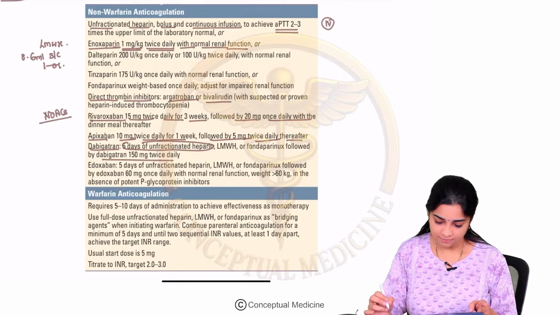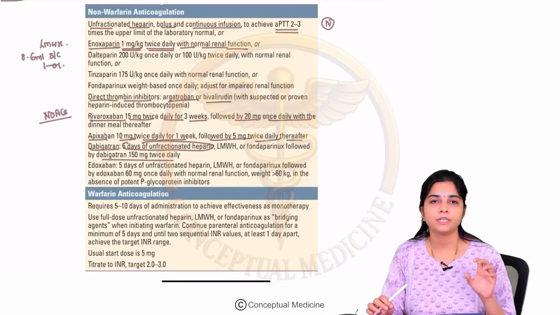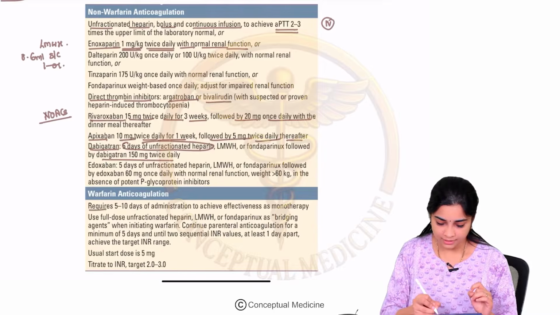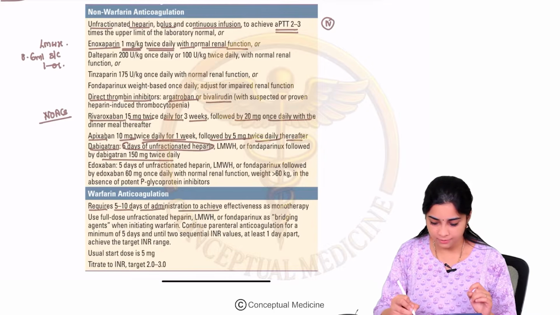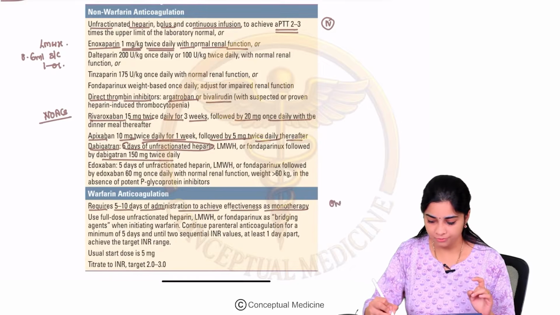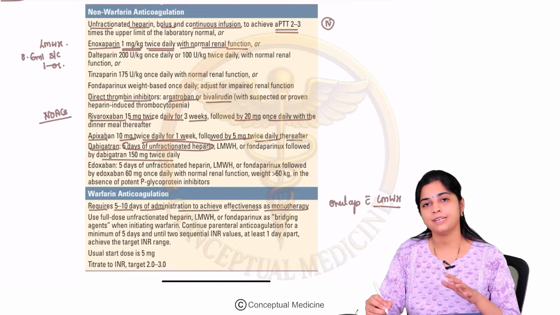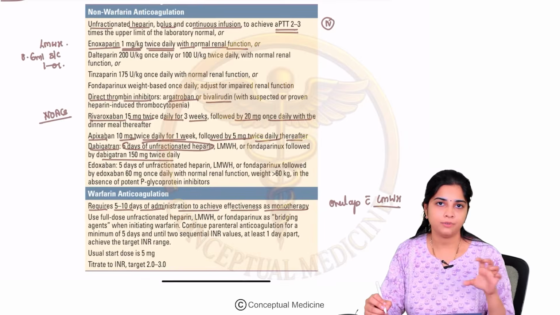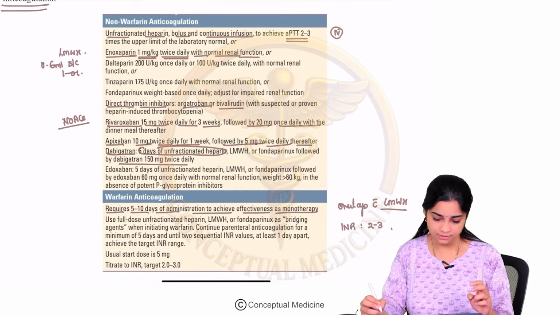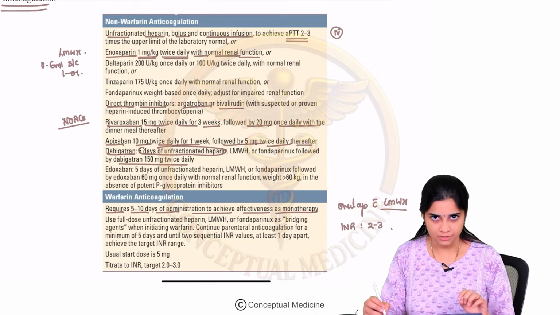Okay. Apart from this, you can also use warfarin. The thing about warfarin is that you will have to monitor the INR frequently, and it has a lot of drug-drug interactions. Okay. And warfarin again requires 5 days of administration to achieve its effectiveness as monotherapy. So even warfarin you have to overlap with LMWH. You give LMWH for 5 days and then you give warfarin up to a point where you reach an INR of about 2 to 3. So INR target here is 2 to 3. Okay, fine. So this is about the various anticoagulants which can be used in the management of PTE.